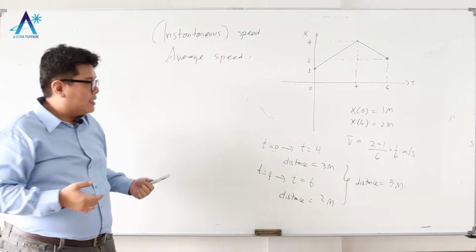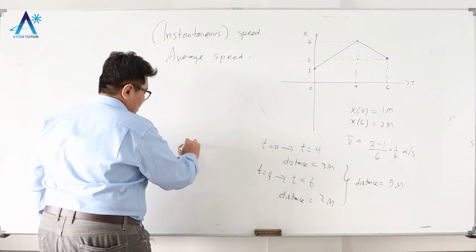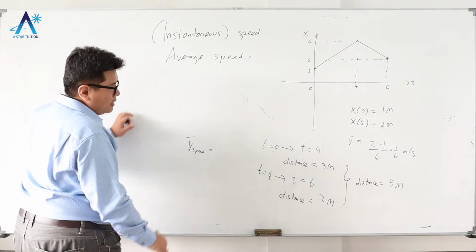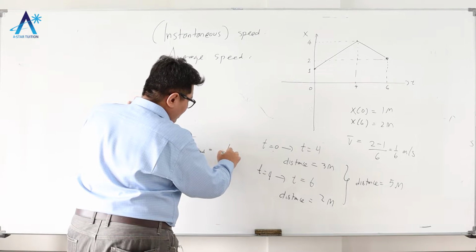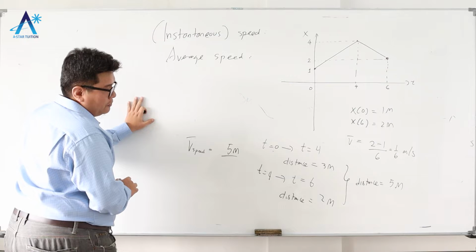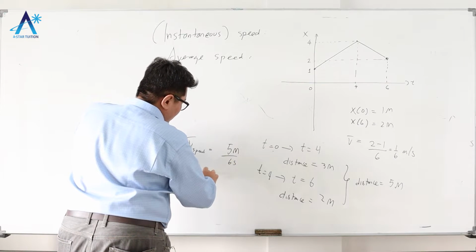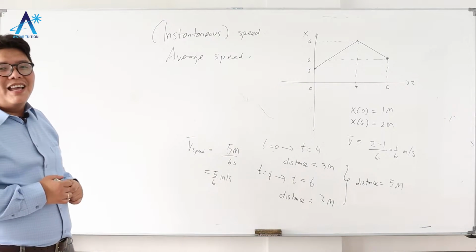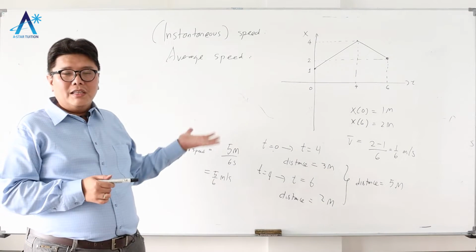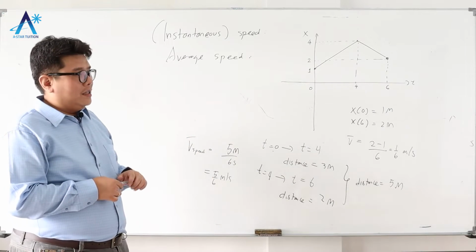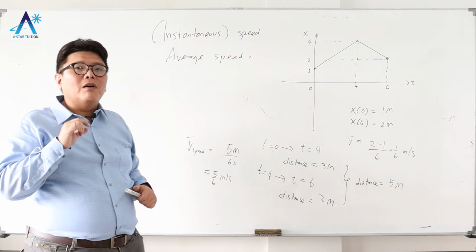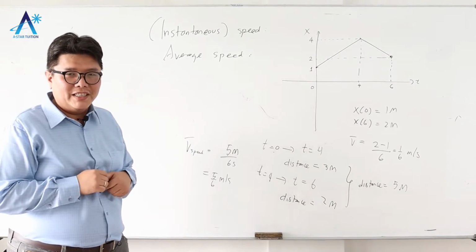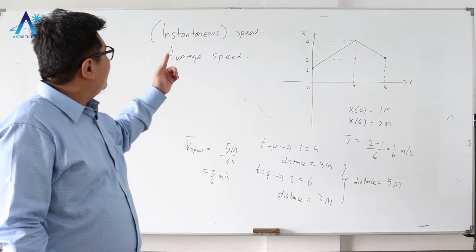What about the average speed? Average speed in this case, let me use the word speed like this, is equal to the distance traveled, 5 meters, divided by the time, 6 seconds. So this is 5 over 6 meters per second. Now you can see the difference between average velocity and average speed. It's not necessarily the same thing, because for speed it's all about the distance, whereas velocity is about displacement, change in position.